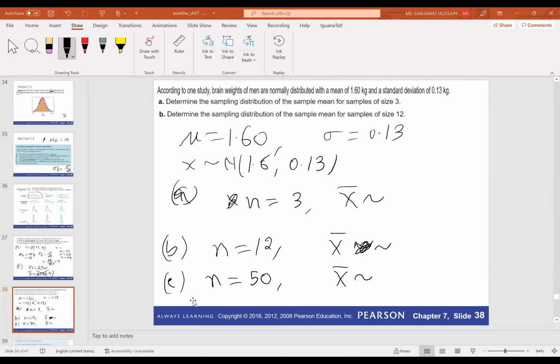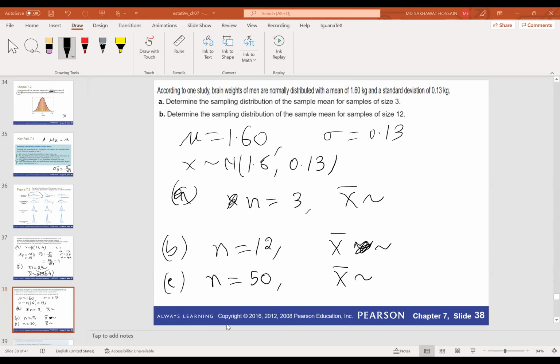Okay, that's good. Now, what will be the distribution in case A? And what will be the distribution of X bar in case B and in case C? Okay, great, thank you. So what do you think? Anyone? So what should be the distribution of X bar in part A?